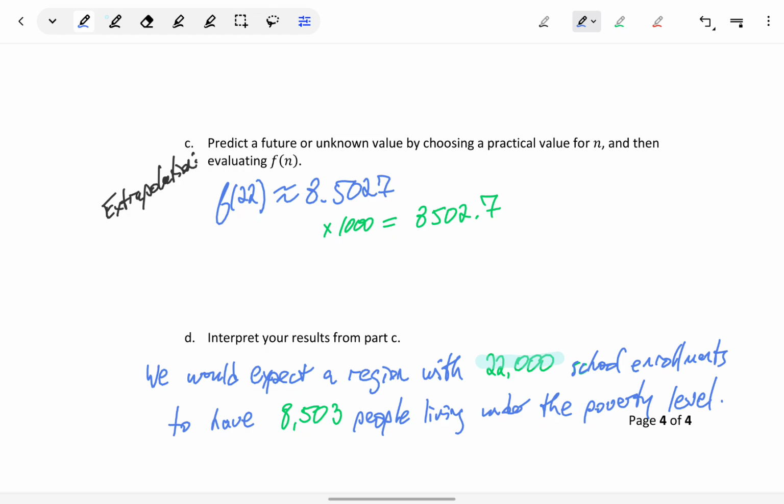So we adjusted those values into the thousands. We round intuitively, since we're talking about people, we can't have a part of a person. And then again, recognize that what we're doing is estimating. We're predicting a future unknown value. We're extrapolating because the value that we're using is outside our original data, but it's still pretty close. So there's a good chance this number is pretty reliable. And then the way to tell for sure would be to find a region with that many school enrollments and see how well that stacks up to our prediction.